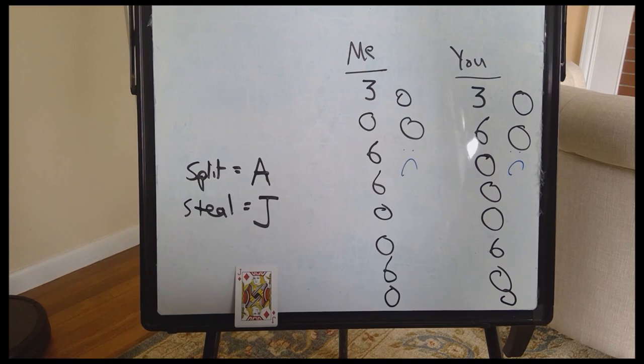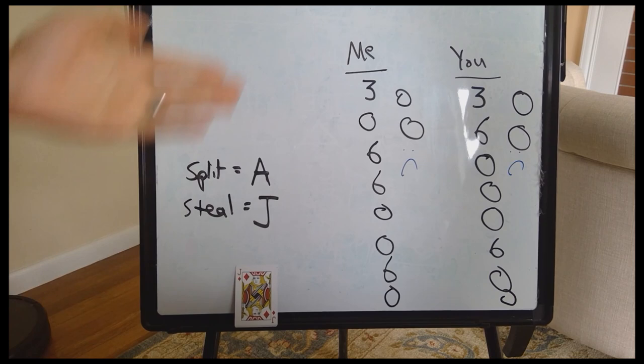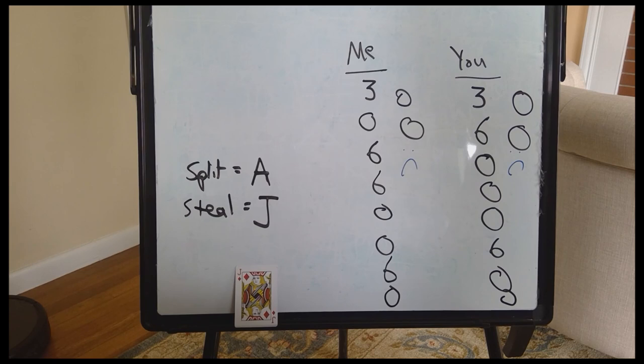Hmm. I mean, to be fair, you were the first one to steal from me. I was going to go split because I know you're a cheater. No, I was straight up going to go split the whole time as long as you kept going split. In the very end, I was going to go 9 splits with you if you kept going splits. In the very end, I was going to steal once just so I could make a little bit more money. See, I knew that. But I would have split the whole time. We would have made so much money. Well, now look what you did. Now we're both broke.